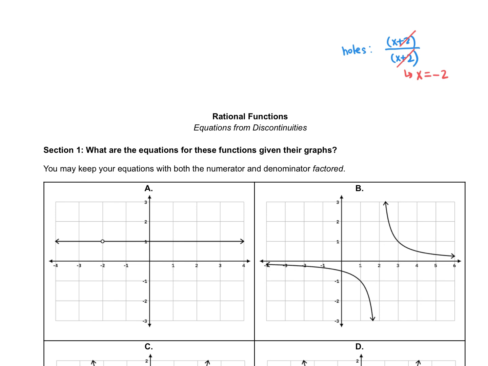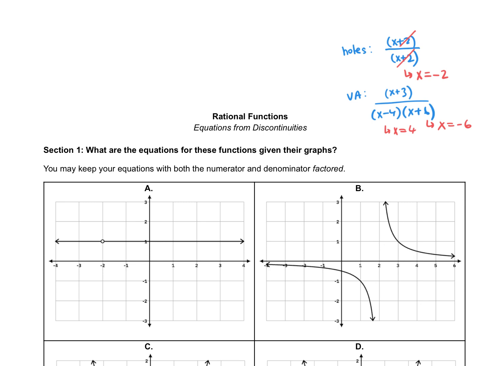If it does not cancel out, whatever other factors you have in your denominator will result in vertical asymptotes. For example, if I had x plus 3 all over x minus 4 times x plus 6, there's nothing that's canceling out here, but my vertical asymptotes would be at x equals 4 and x equals -6. Of course, we can have combinations where we have holes and vertical asymptotes.